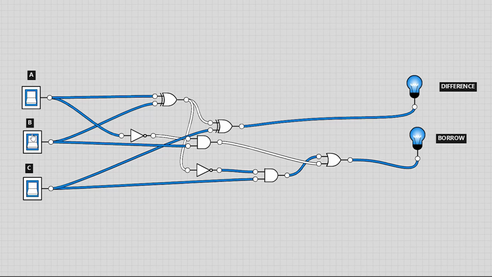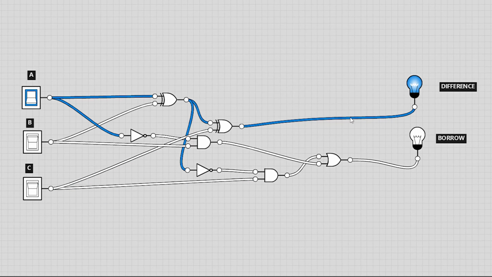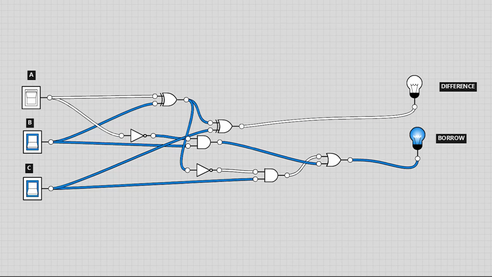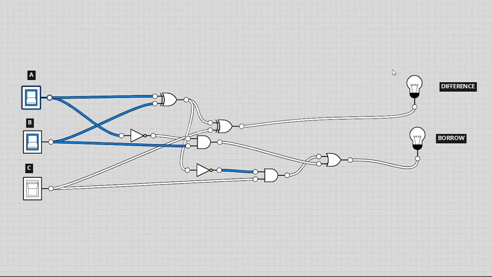A is high. Difference is high. Borrow is low. AC is high. Both the output is low. BC is high. Borrow is low. Both the output is low. A and B are high. Difference and borrow is low. A, B, C are high. Both difference and borrow is high.